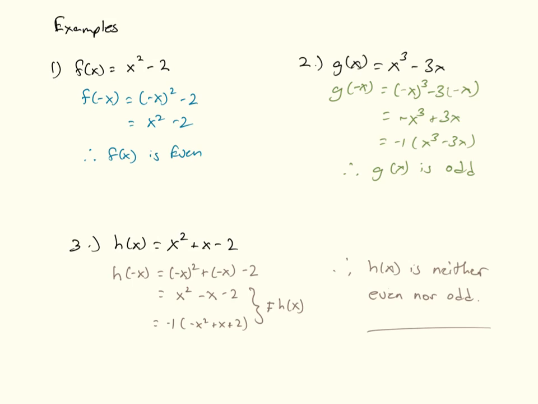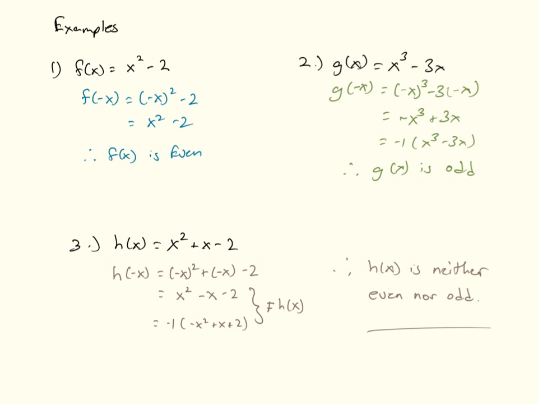Now let's take a look at number 3. So we had an even, we had an odd, and you can see right here, here's a neither. So this is what happens. I replace the variable with the opposite of x. So I get the opposite of x squared plus the opposite of x minus 2. Now when I square that, that's going to be a positive x squared minus x minus 2. That's not what I started out with.